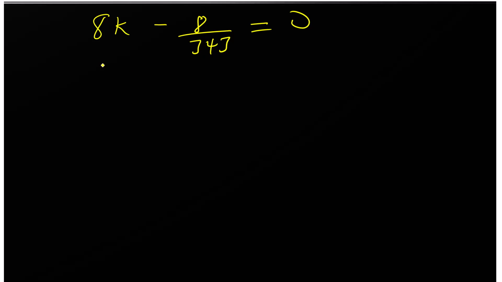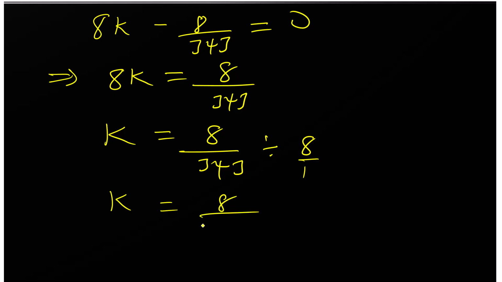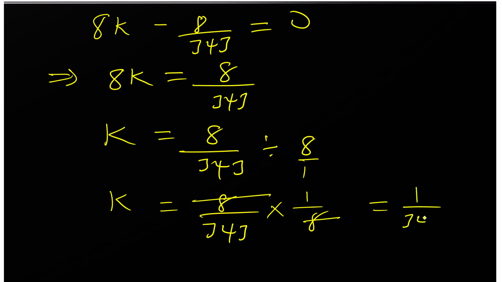Okay, so we can write this one as 8k equals to 8 on 343. So we can divide both sides by 8. That will be k equals to 8 on 343 divided by 8, which is the same as over 1. So we have k equals to 8 on 343. So we have to change this times 1 on 8, and this one will cancel. I will leave it 1 on 343.